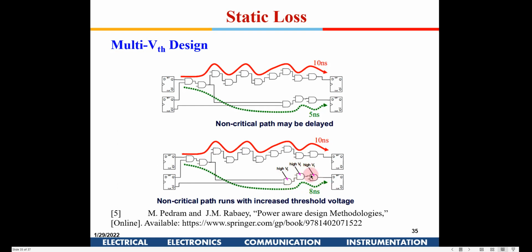A lot of research papers you will find where high threshold voltages and low threshold voltages are used together. In certain paths, low VT devices are used to speed up, and to reduce the static power, high VTs are used. So this is also an option which is available. No, the static loss is not dependent on the frequency. It is dependent on VDD and the threshold voltages.